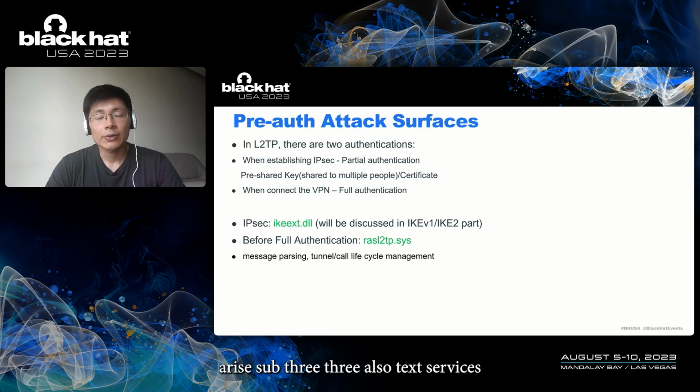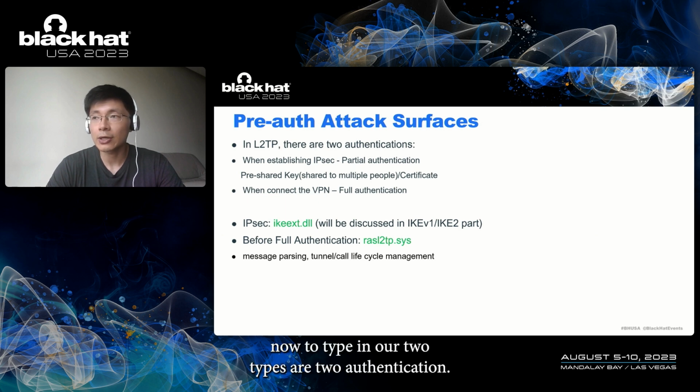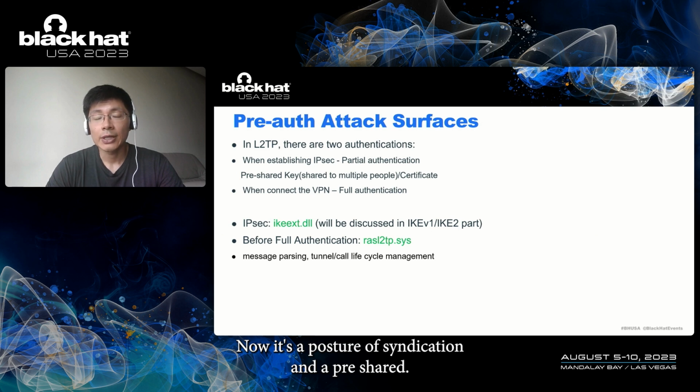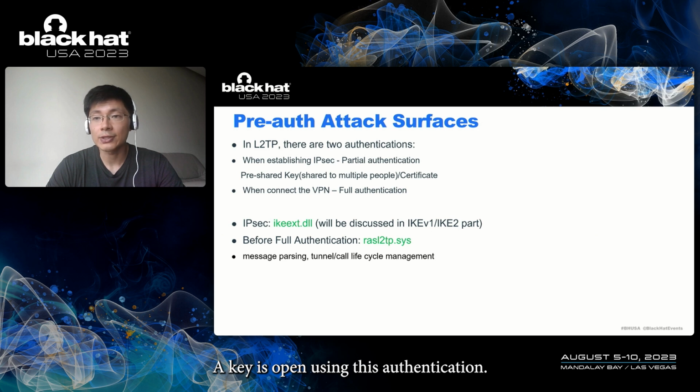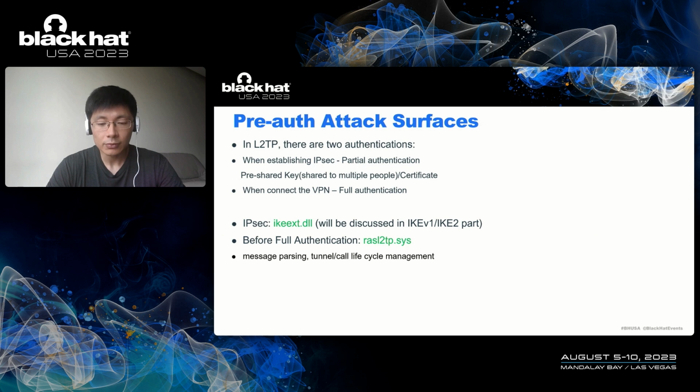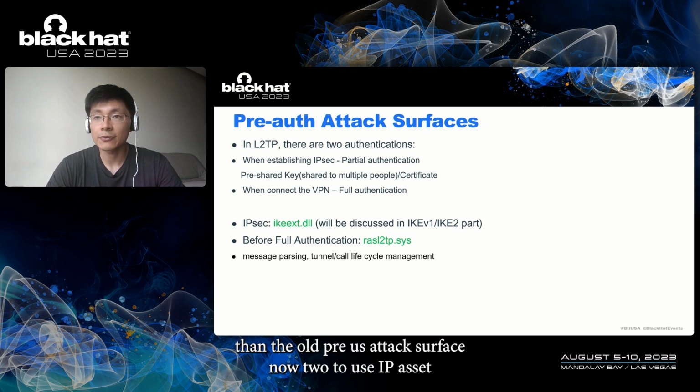Let's analyze the pre-auth attack surfaces in L2TP. In L2TP, there are two authentications. The first is the one establishing the IPsec tunnel. It's a partial authentication, and a pre-shared key is often used in this authentication. And the second authentication is a full authentication to fully authenticate the VPN user. So when talking about restricted pre-auth attack surfaces, the only pre-auth attack surface in L2TP is IPsec, including the IKE protocol, which we will discuss later.